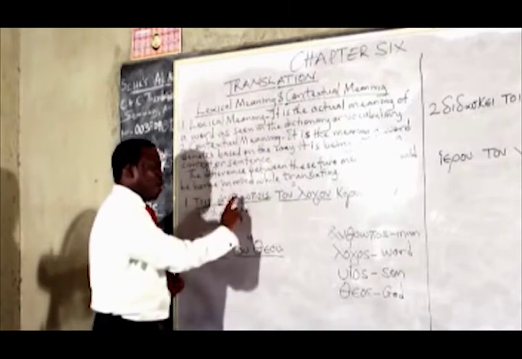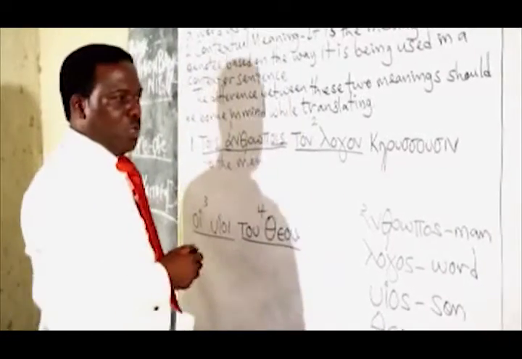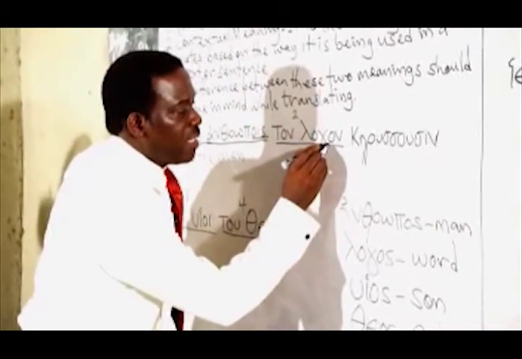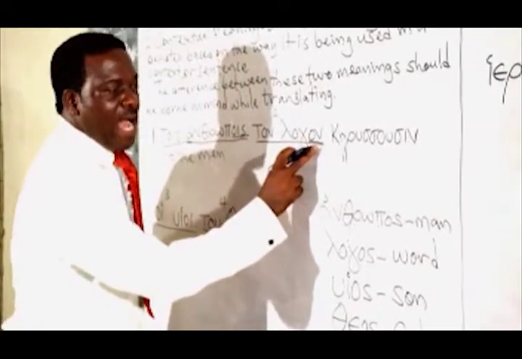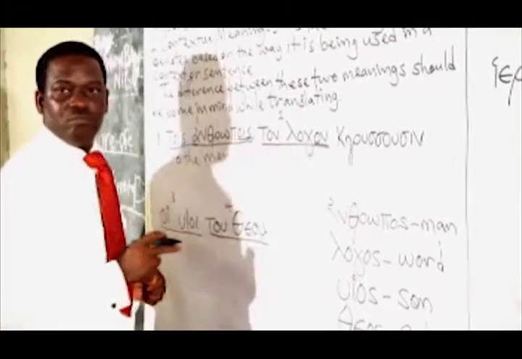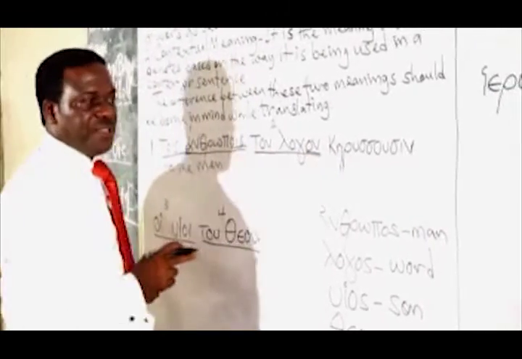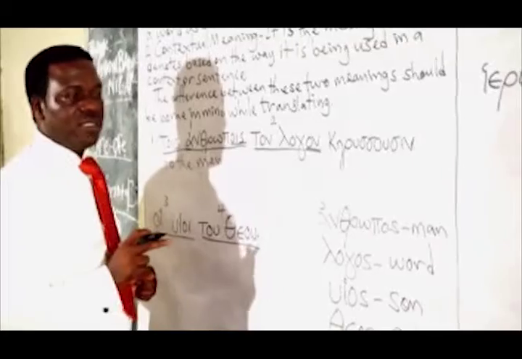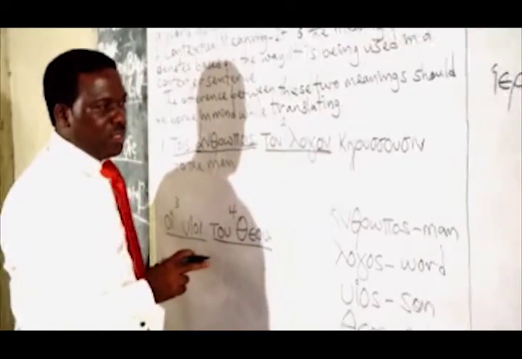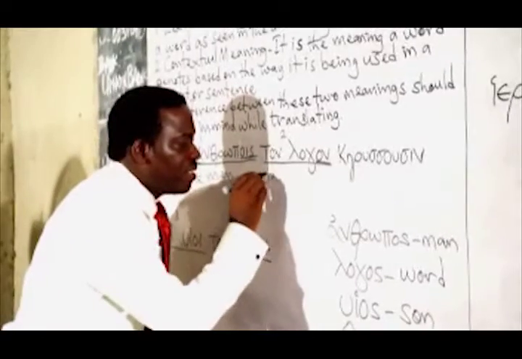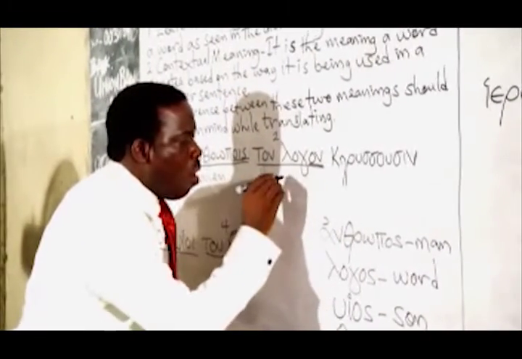We translate the nouns one by one. The second one, we identify the ending, and this ending is accusative ending and singular. Accusative singular, and accusative is direct object in English. Now, this one means the word.